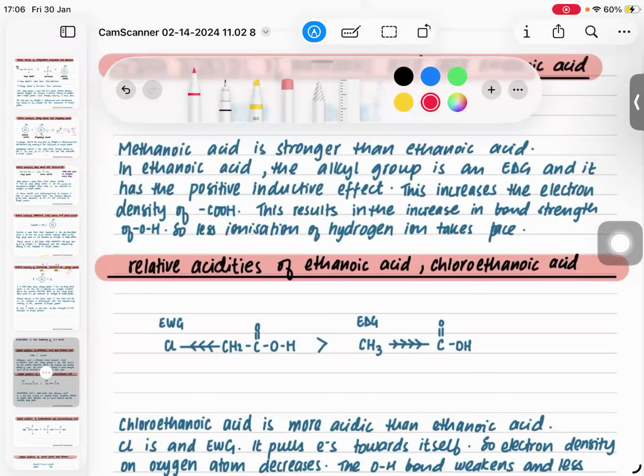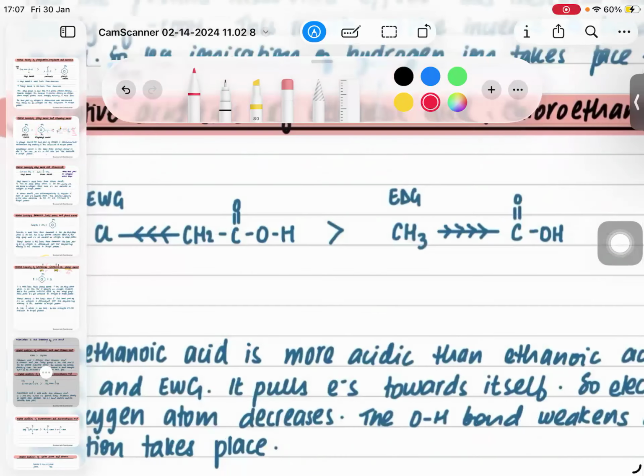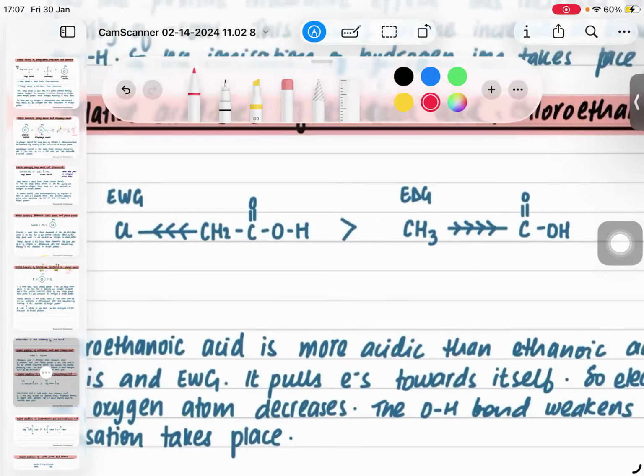Relative acidities of ethanoic and chloroethanoic acid. What about this? The second one is more acidic, more ionization, because Cl is an electron withdrawing group. So weak bond of OH. Since Cl is an electron withdrawing group, the OH bond will become less strong. So more ionization, so stronger acid.